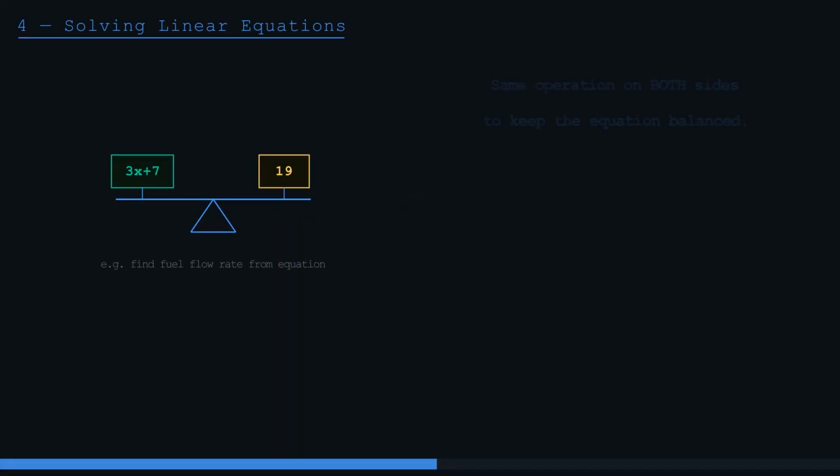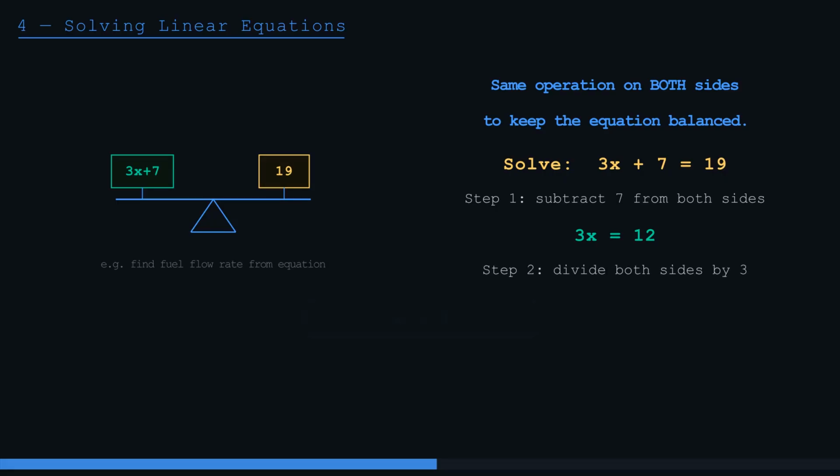A linear equation contains one unknown raised to the power of 1. To solve it, apply the same operation to both sides to keep balance. To solve 3x plus 7 equals 19, subtract 7 from both sides to get 3x equals 12. Then divide both sides by 3 to get x equals 4.